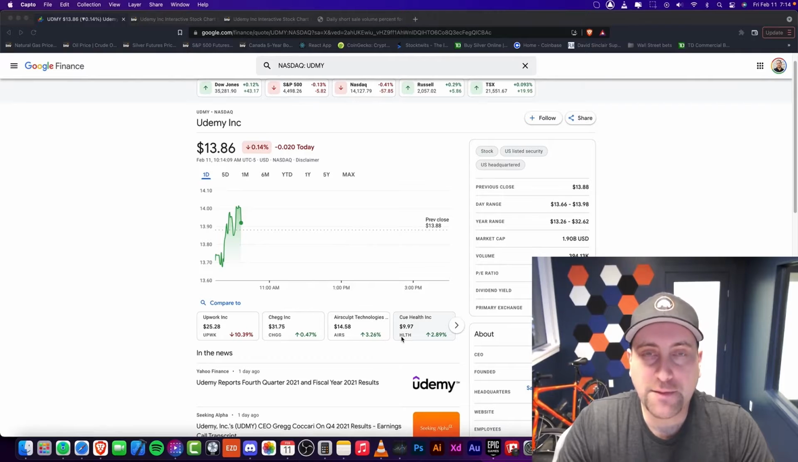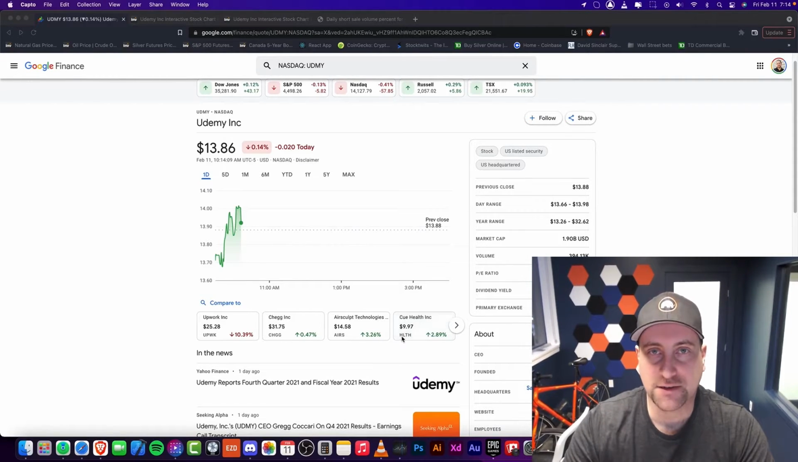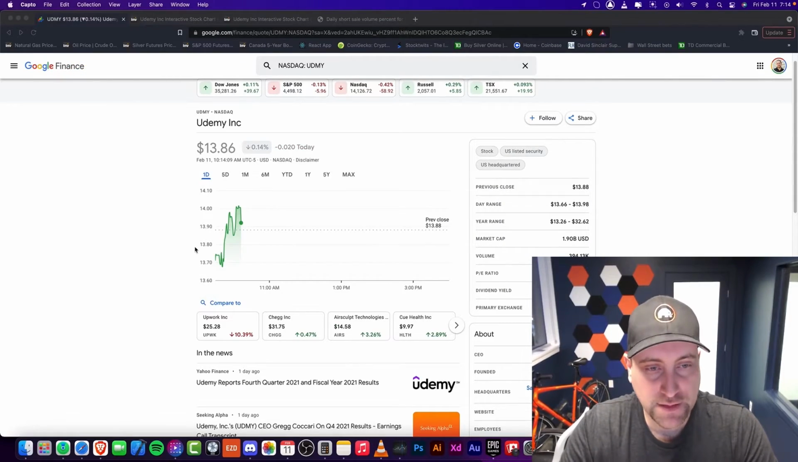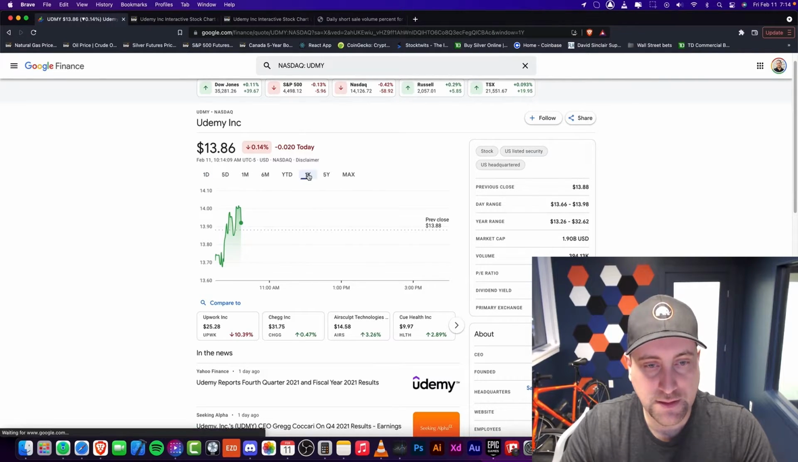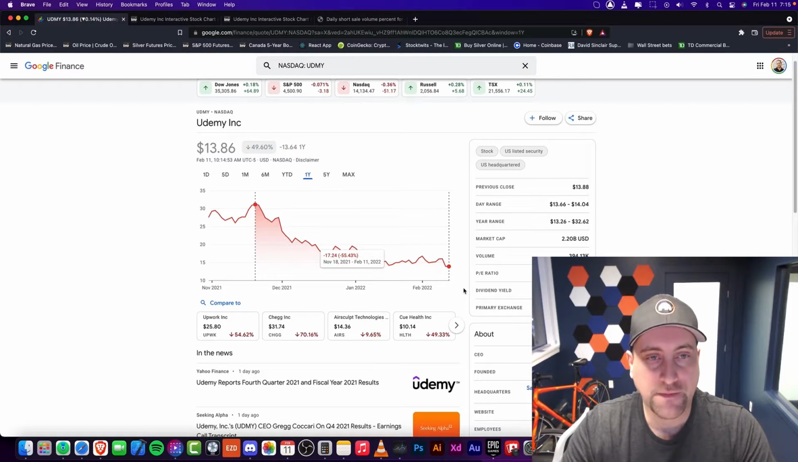In this episode, I'm going to be talking about Udemy's short interest as well as some technical analysis. All right, welcome back. So let's take a look here at the stock. As you can see, it's gone up a little bit here, but if we zoom out to maybe the year, things are still down mostly from the top, about 55%.